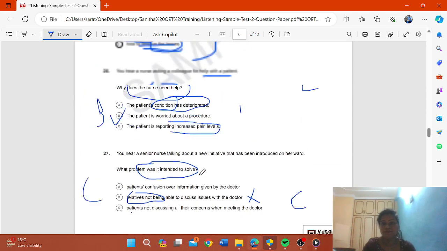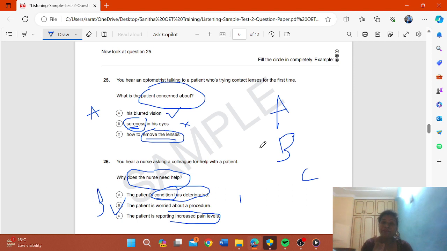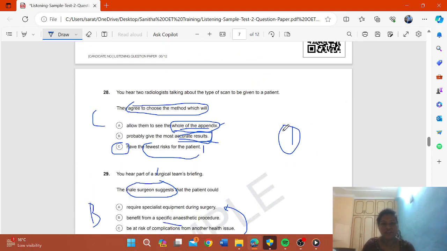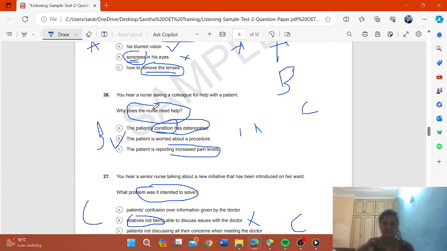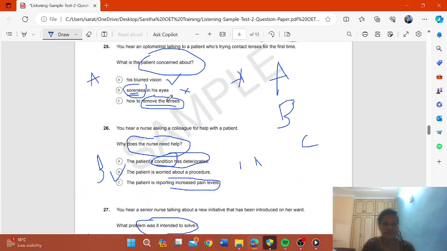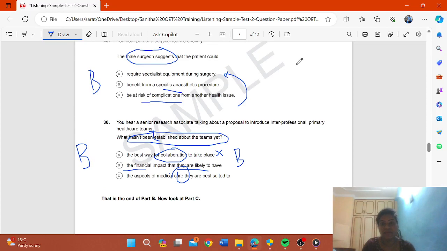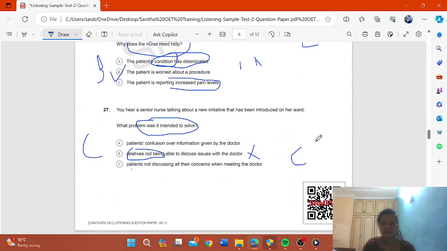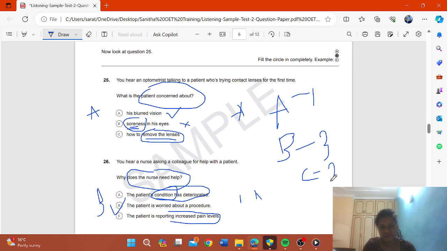Then what you have to do, you can apply the monkey technique. What is the monkey technique? Either you write A, or B, or C for all options. If you write A, you will get 1 mark. If you write only B for all 6 questions, you will get 3 marks. If you write A, you will get 1 mark. If you write B, you will get 3 marks. If you write C, you will get 2 marks. So this is the final technique.